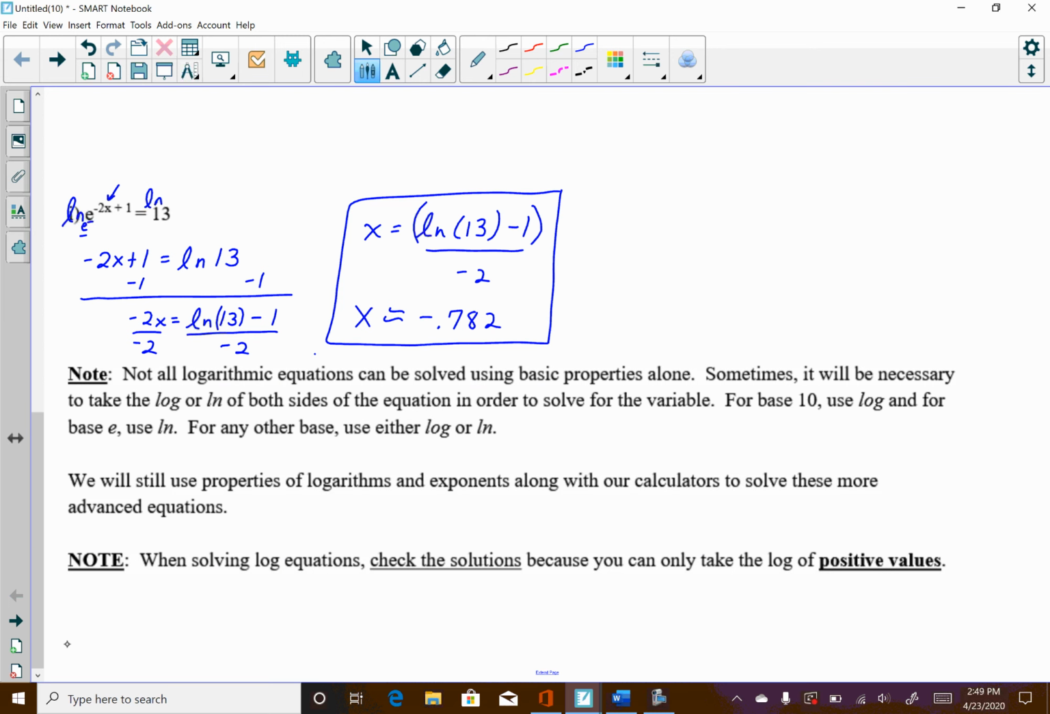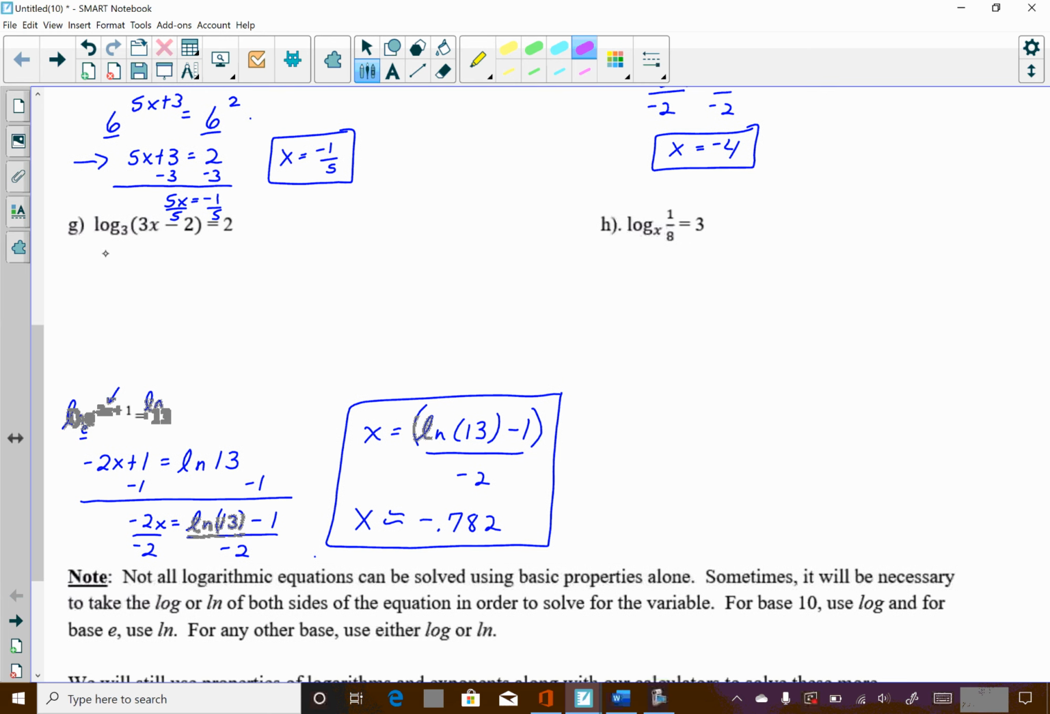However, there are some problems where we'll have to step it up a notch. We'll still be using our properties of logs, where we were condensing and expanding our logarithms. We'll take the log of both sides. But one key thing that you do need to note here, let me highlight this for you, is that when you are solving logarithmic equations, it's important that you check your solutions, because remember, you can only take the log of positive values.